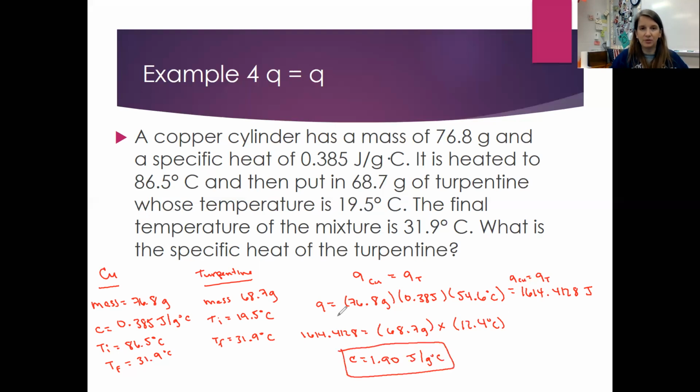Now you can set this up as one big long problem if you'd like. I just showed you as 2 different steps because it's a little easier that way to start it off with, but feel free to just plug this all into one big long string if you like, and then just solve for your missing specific heat.